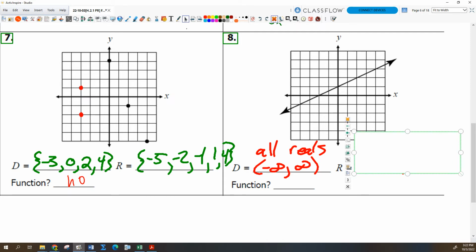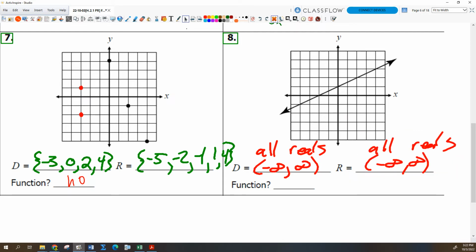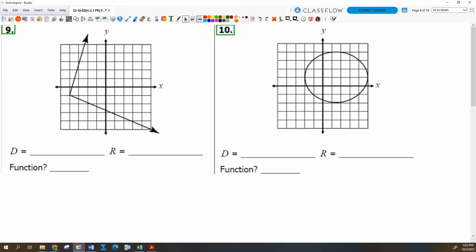Is this a function, thumbs up or down? Obviously, yeah, it is, right? It passes the vertical line test, so yes. Okay, I'm going to skip ahead. We can skip this stuff. Okay, let's go to this one. Okay, now it gets maybe just a little bit trickier. Okay, what's the domain for number 9?